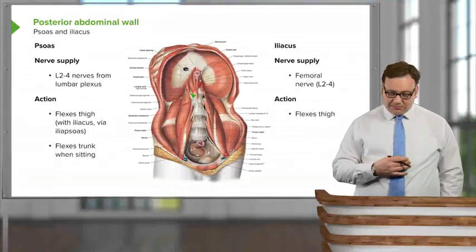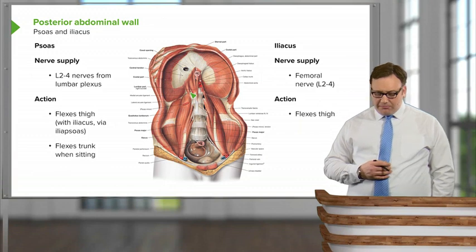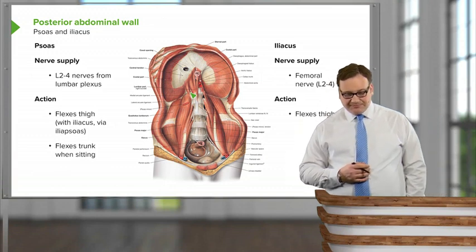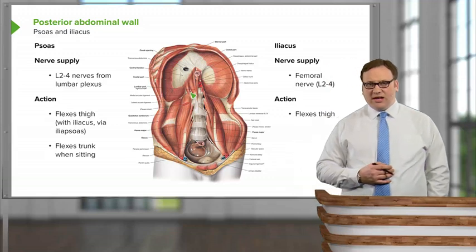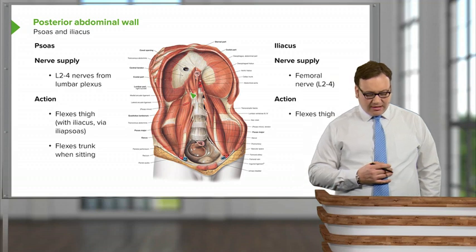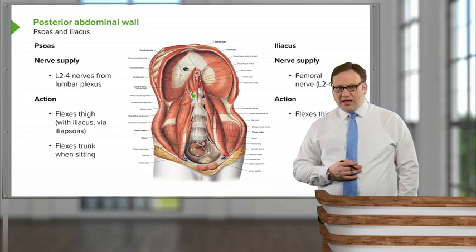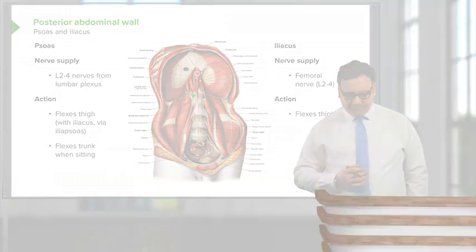But these muscles are supplied by L2, L3, L4 lumbar nerves via the lumbar plexus, and they're associated with flexing the thigh in combination with iliacus via the iliopsoas tendon. They help to flex the thigh and help to flex the trunk when you're in a sitting position.